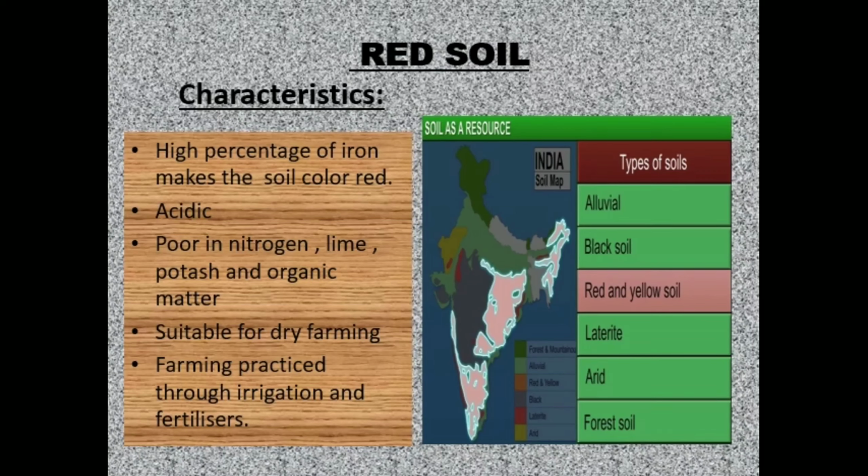The characteristics of red soil. High percentage of iron makes the soil color red. It is acidic in nature, poor in nitrogen, lime, potash and organic matter. It is suitable for dry farming practiced through irrigation and fertilizers.